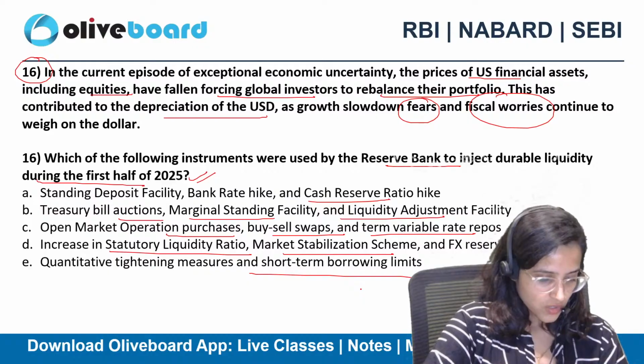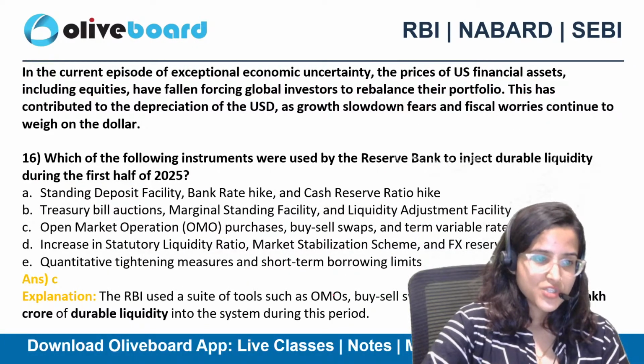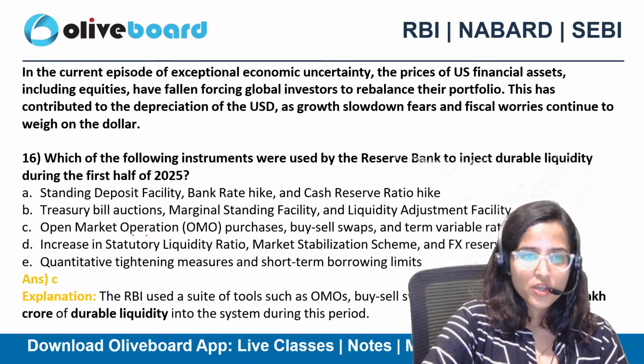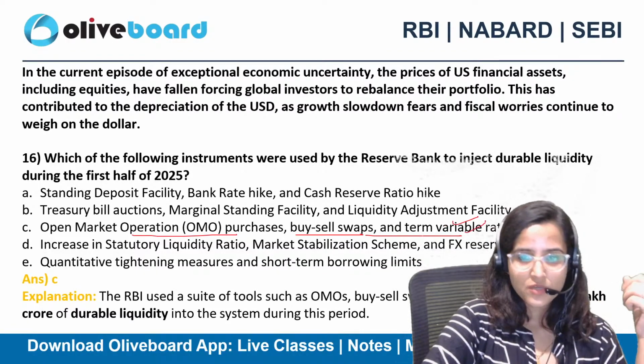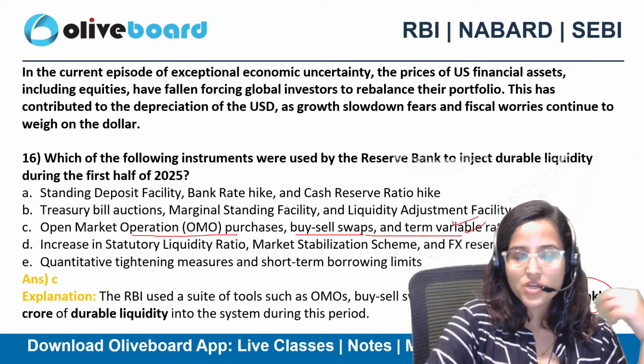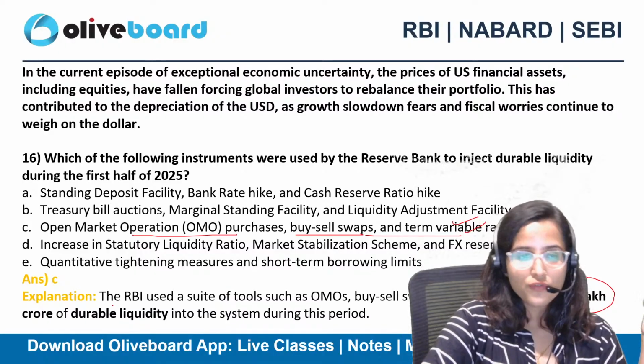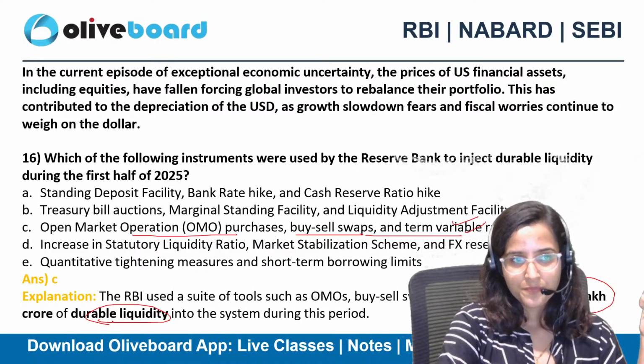16th question. C, which is absolutely correct. Open market operations, buy sell swaps, and term variable rate repos, absolutely correct. In order to inject how much? 9.5 lakh crore of durable liquidity into the system.